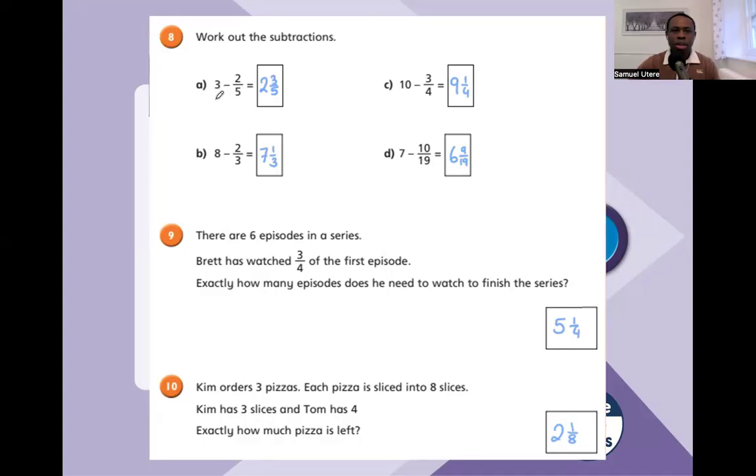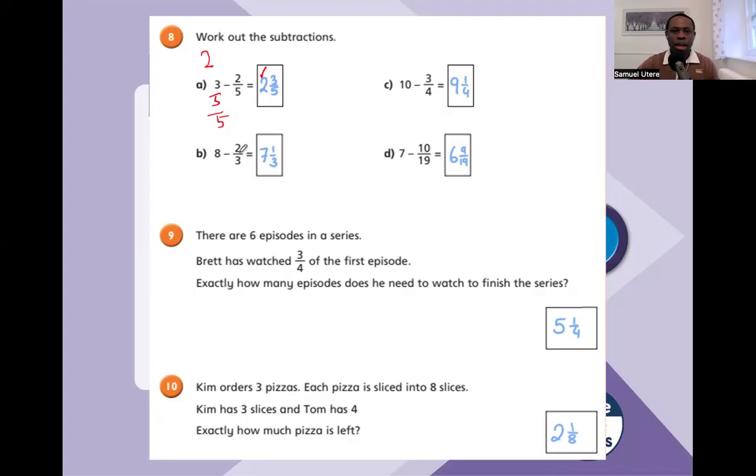Well, we do not really need to use the 3 wholes. We can just keep 2 wholes on the side, which is these 2 here. And we know that we're required to subtract 2/5 from just a whole. Now remember, that whole must be equivalent to 5/5. So 5 subtract 2 is 3. So that's why we have 2 whole and 3/5.